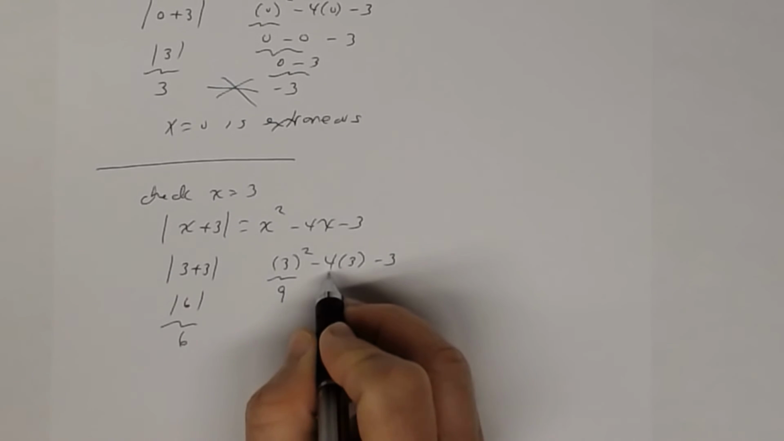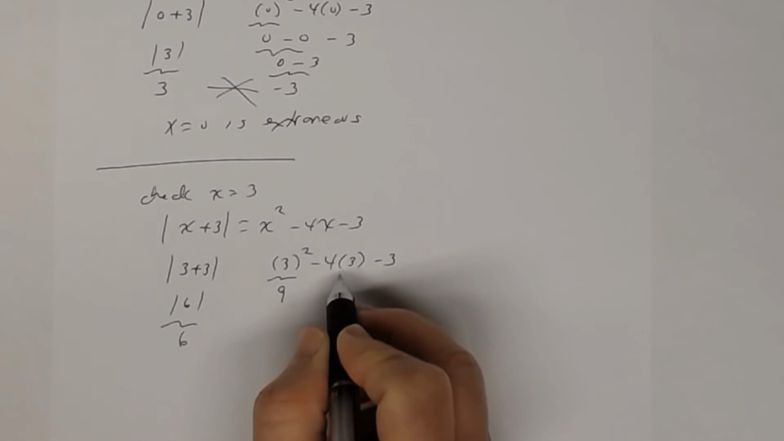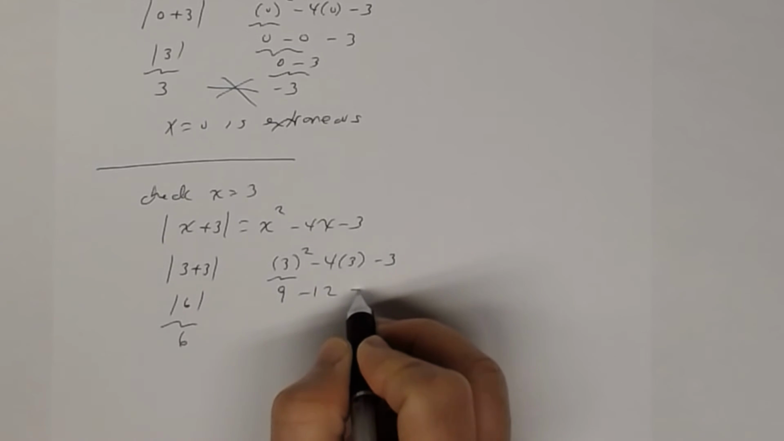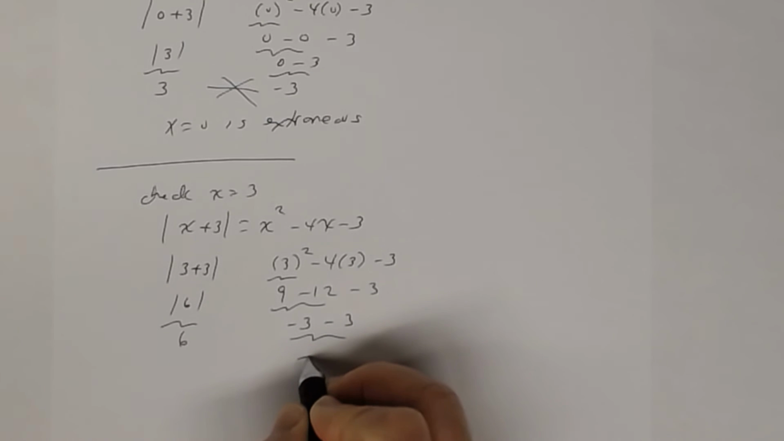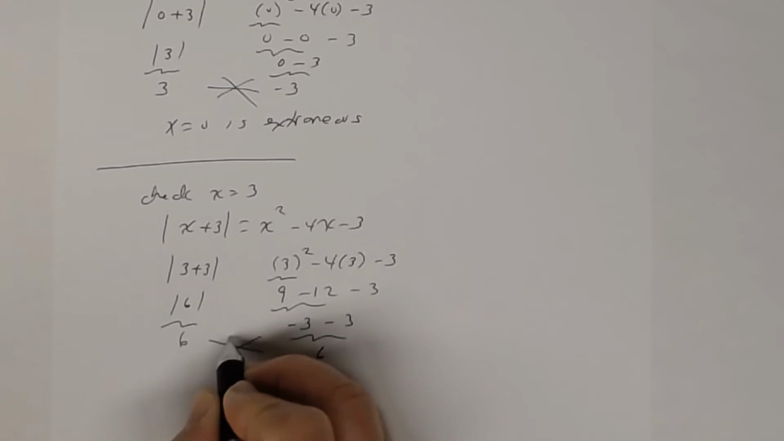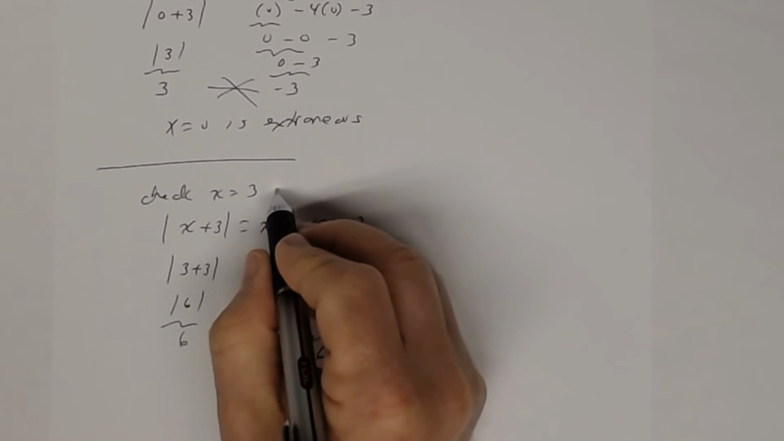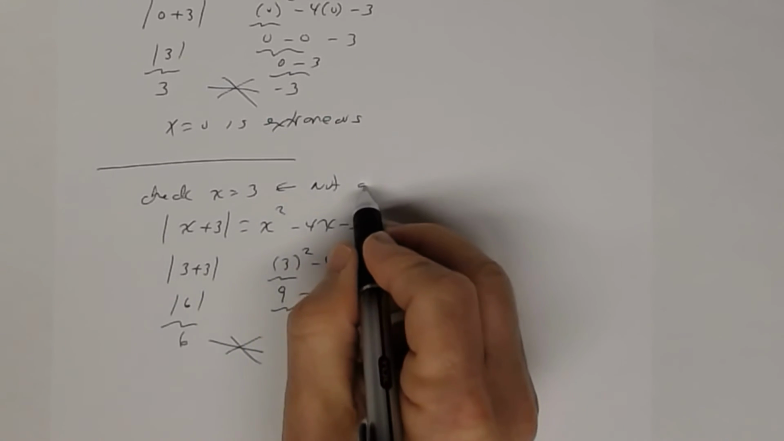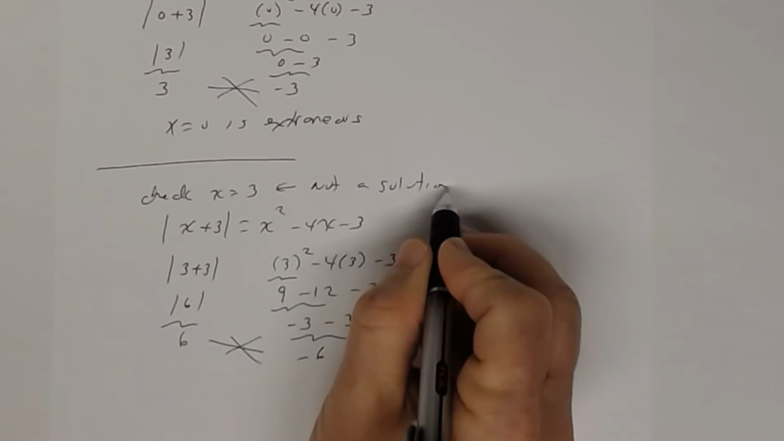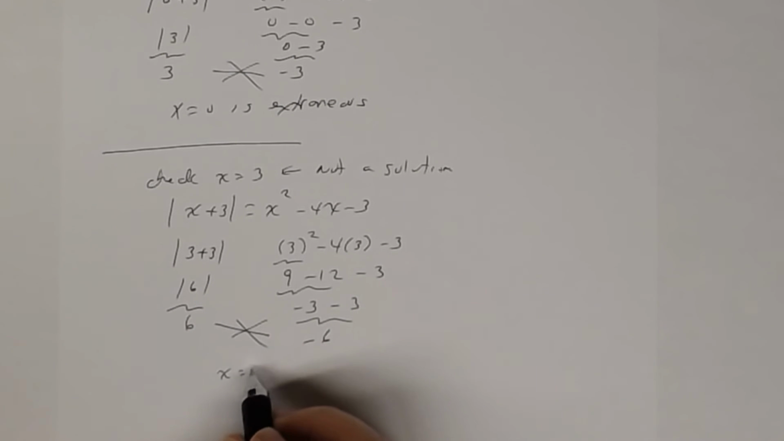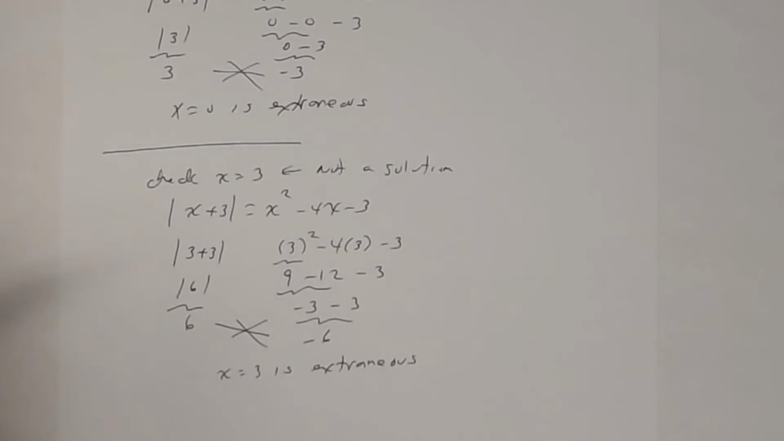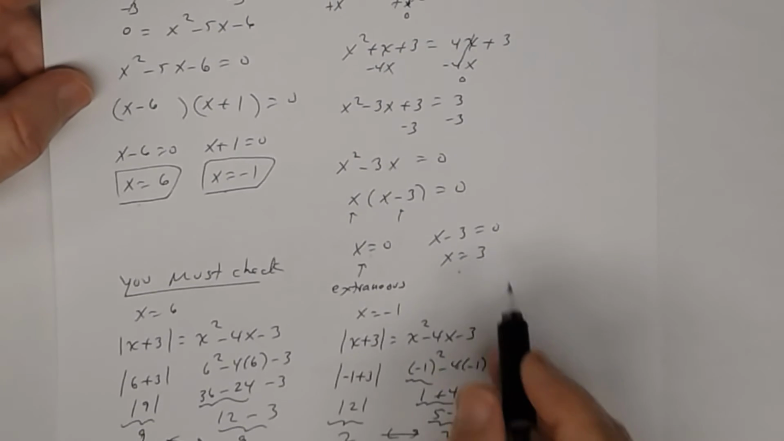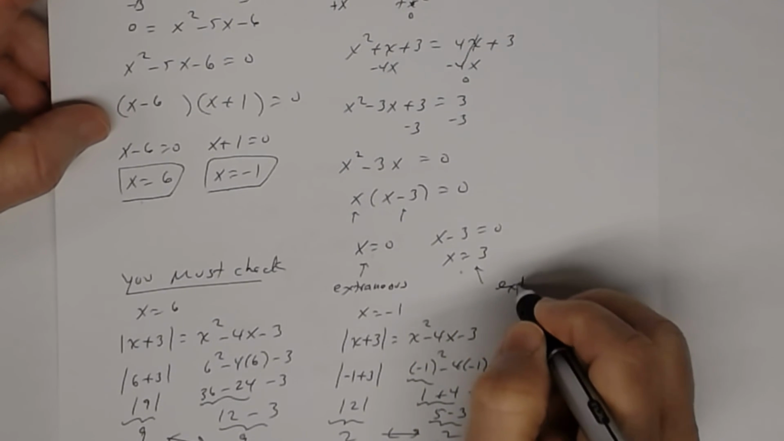3 squared is 9. 4 times 3 is 12, so negative 12, and then minus 3. 9 minus 12 is a negative 3. Negative 3 minus 3 is a negative 6, and those are not equal. So x equals 3 is not a solution. You could also say x equals 3 is extraneous. All right, so on that first page here, this right here is extraneous.